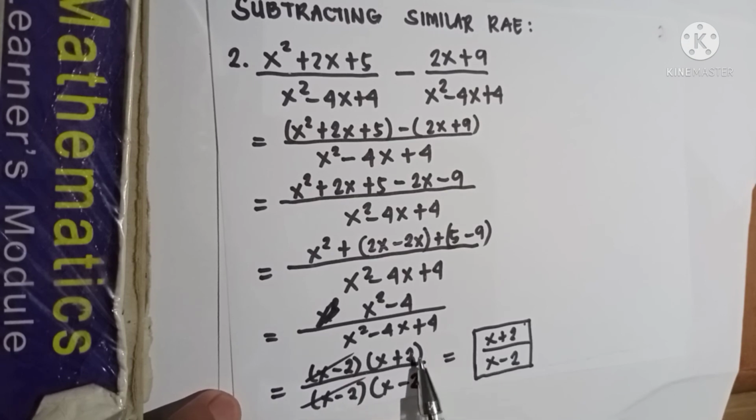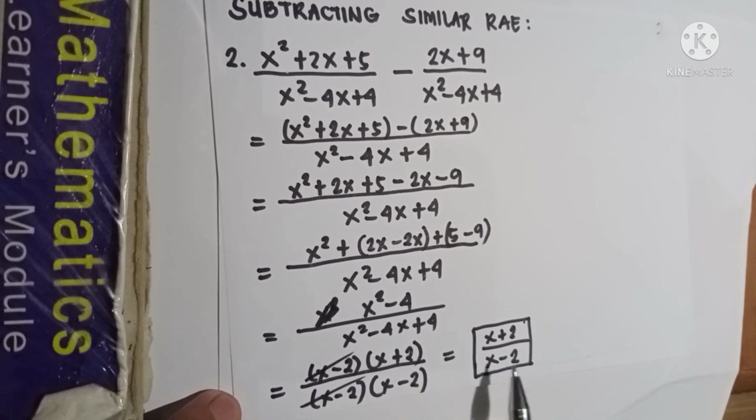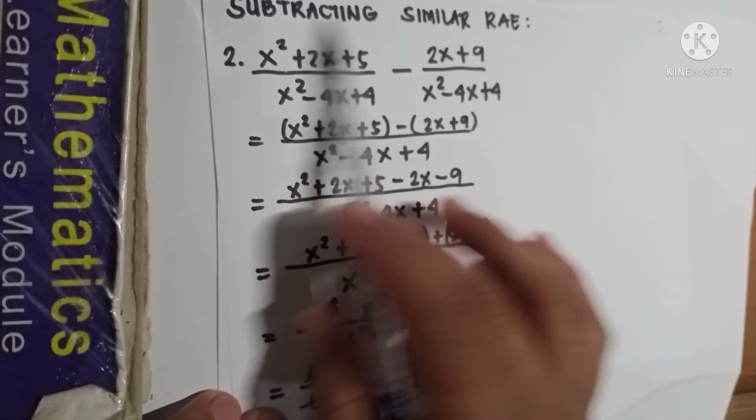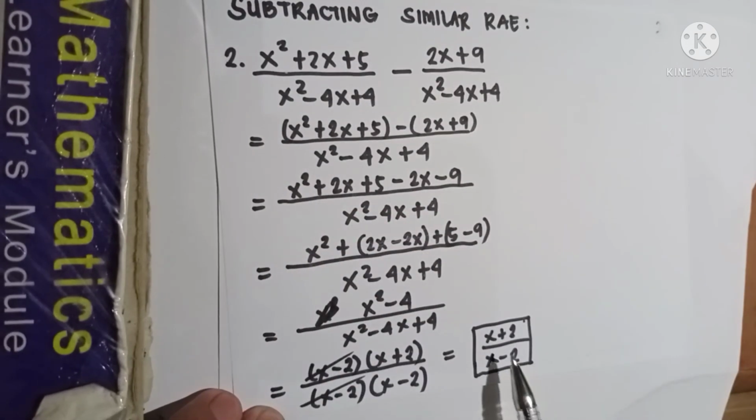Since these two expressions are common, we will cancel them out and copy the remaining expressions in the numerator, which is x plus 2. Then for the denominator, x minus 2. So therefore, the answer of problem number 2, or the difference of this rational algebraic expression, is x plus 2 over x minus 2.